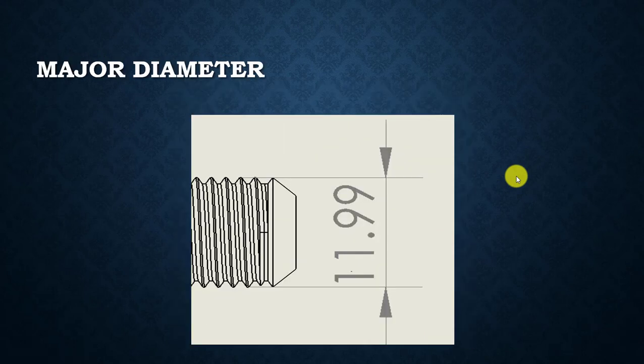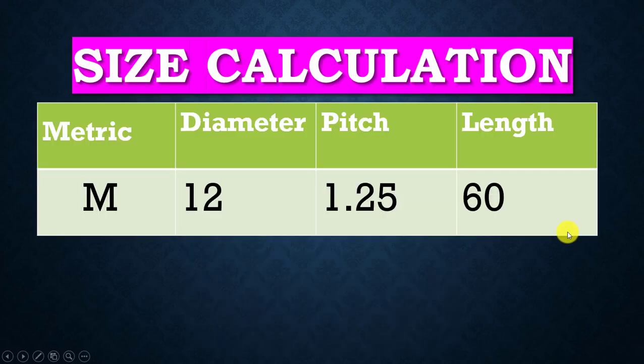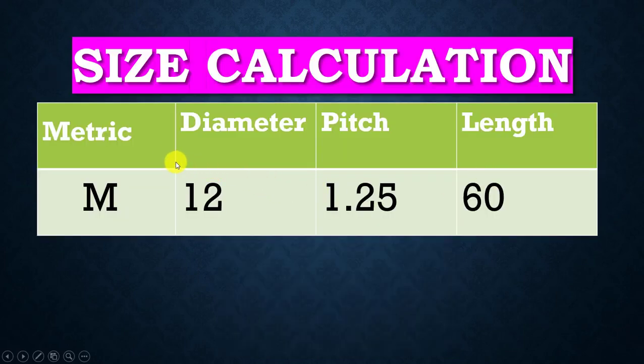The next is major diameter. Major diameter is the diameter calculated from the crests of thread, and we can see that in our diagram the major diameter is 11.99. The next is minor diameter. Minor diameter is the diameter calculated from the troughs of threads, and we can see that it is 10.64. And next we will discuss the specification and size calculation.